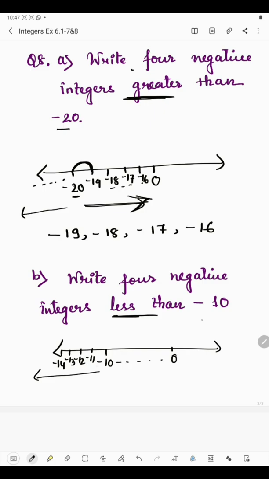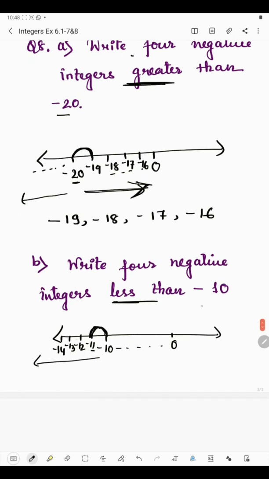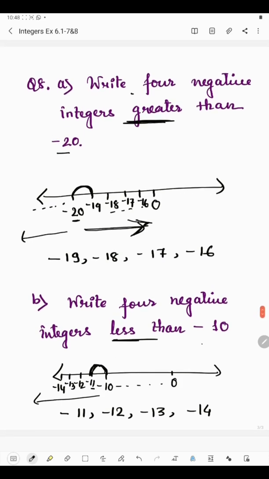When you move towards right, then the numbers will get increased, right? Now see, when you compare this, minus 11 lies left of minus 10. So the number which is left of any number is actually smaller. So here all these numbers are smaller than minus 10, because these numbers are left of minus 10. Okay, so the numbers which are less than minus 10 are minus 11, minus 12, minus 13, minus 14. Okay, so this was all about question number 8.